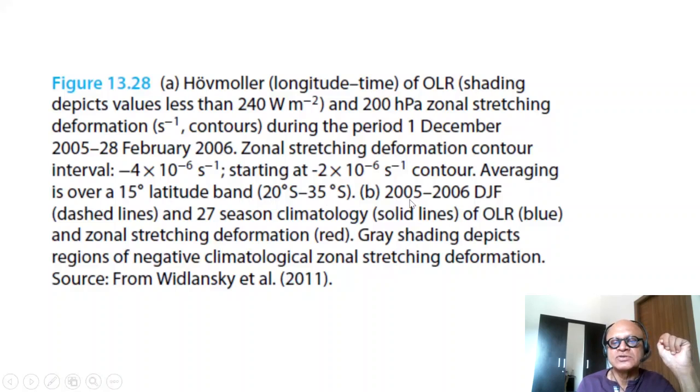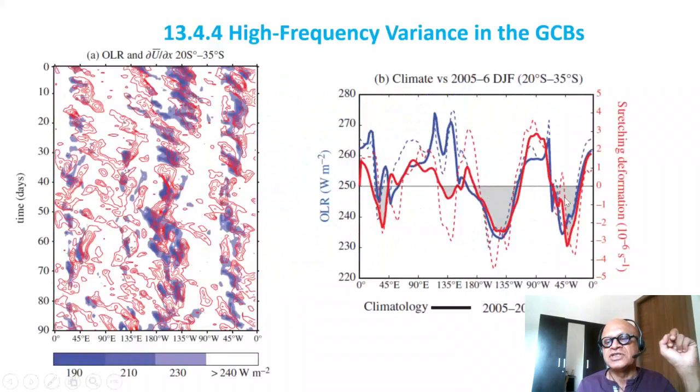The second figure shows 2005, 2006 DJF and 27 season climatology of the outgoing long wave radiation in blue and zonal stretching deformation in red. Gray shading depicts regions of negative climatological zonal stretching deformation. Okay, so there is negative zonal stretching deformation here where convective activity is strong, so there is a clear drop in OLR below 250. So we are obviously picking various thresholds, but it doesn't matter.